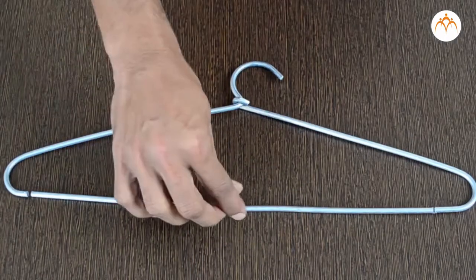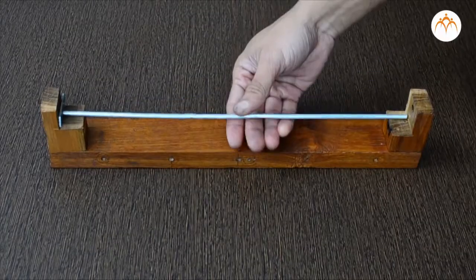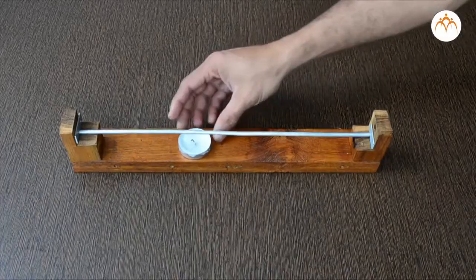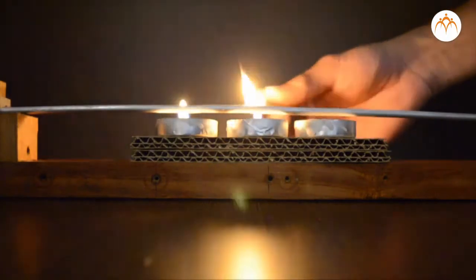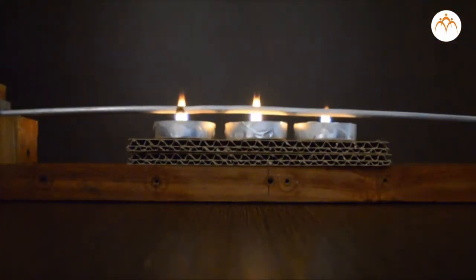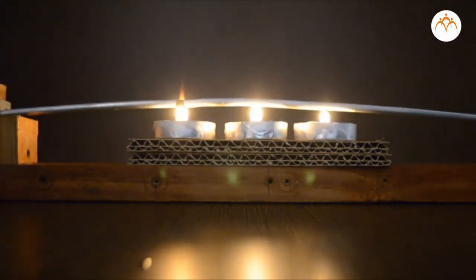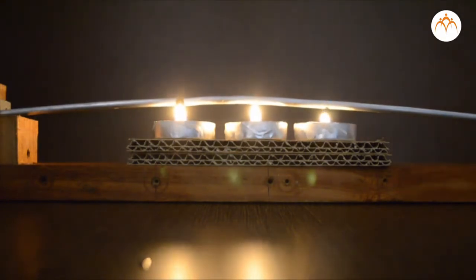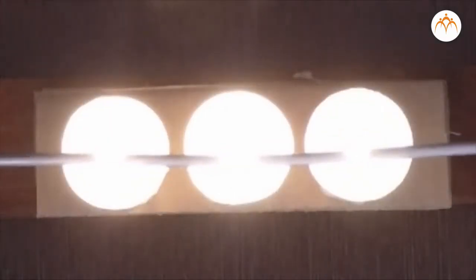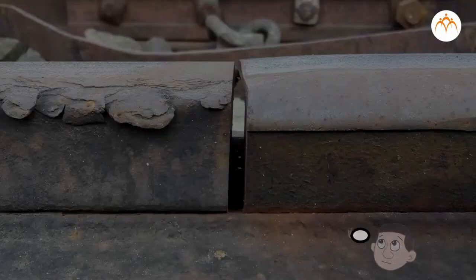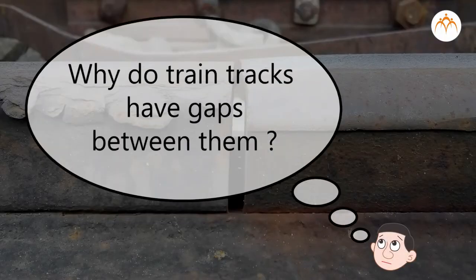Let me take this aluminum rod from the hanger. As I heat it, it expands. Its length increases on heating. Any idea why there are gaps between the rail tracks?